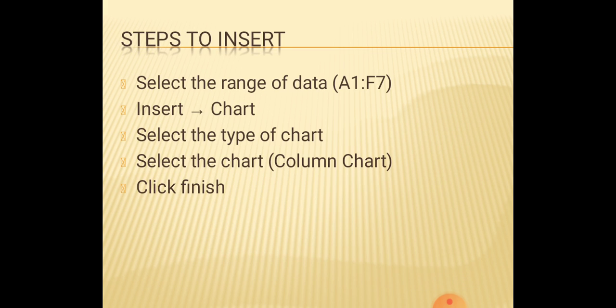Next one is how to insert it. In order to insert, you have to select the range first, and then go to the insert tab. In the insert tab you have to select the chart option, and finally select the type of chart. Which type of chart? As we have seen, pie chart, bar chart, column chart. You have to select which type of chart you need. If you select column chart, finally you have to click the finish button. Finally your content will be drawn into a chart.